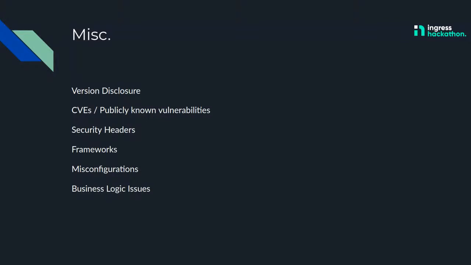And you could also look for business logic issues like parameter tampering. For example, if a website is using some client-side validations for payment options, you could exploit that and change the value of the payment.